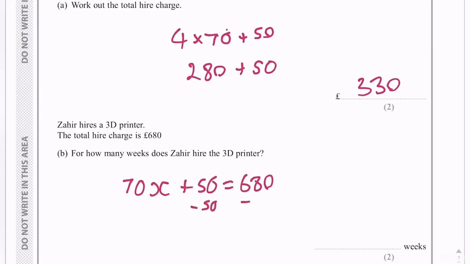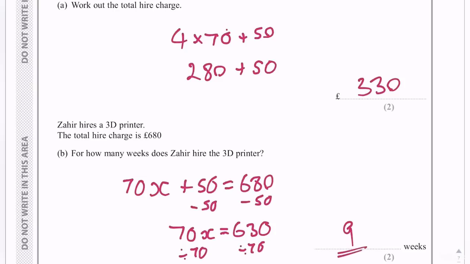So take away 50 from both sides, tells us that 70x equals 630. And then divide by 70, which again you can do on your calculator, but 630 divided by 70 gives us 9. So that was divide by 70. Okay, just working the process backwards, but the answer there is 9 weeks.